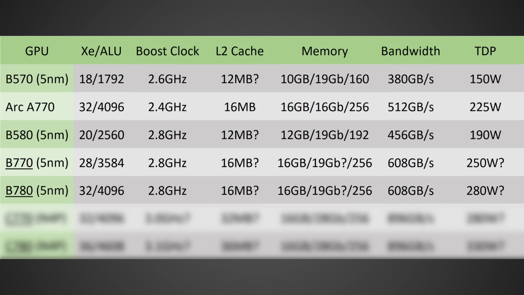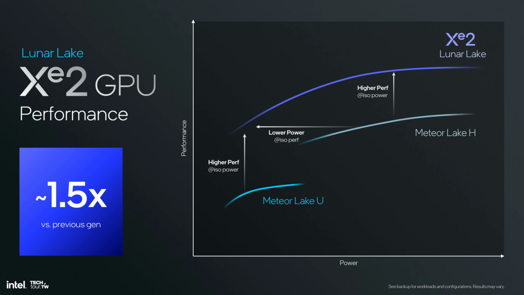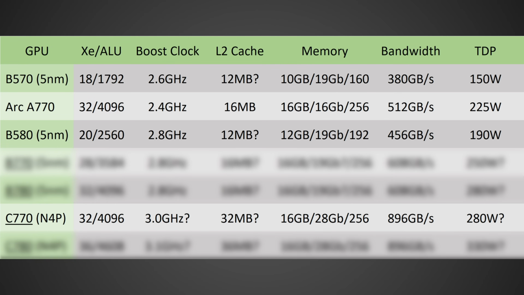We did see apparently around a 50% improvement in Battlemage versus Alchemist. I don't suspect to see that much out of Celestial, but I do think you'll see another big improvement when it comes to the IPC. But enough about that, let's talk about those specs.